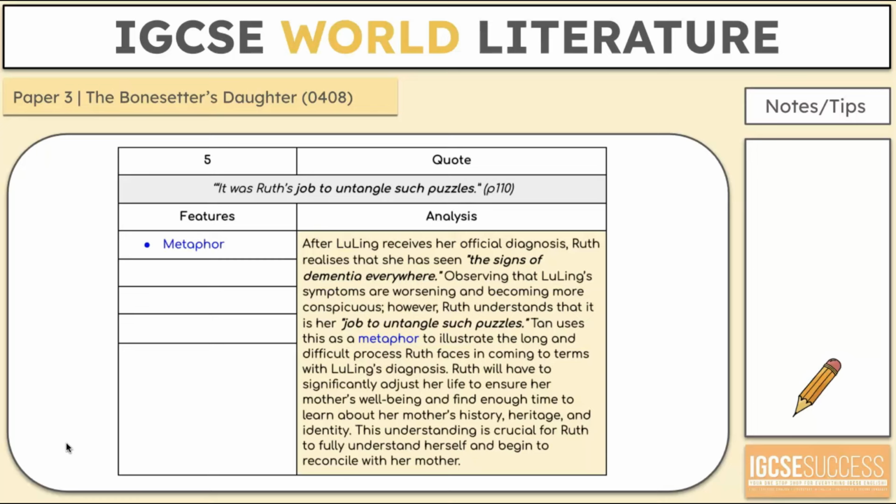Tan uses this as a metaphor to illustrate the long and difficult process Ruth faces in coming to terms with LuLing's diagnosis. Ruth will have to significantly adjust her life to ensure her mother's well-being and find enough time to learn about her mother's history, heritage and identity. This understanding is crucial for Ruth to fully understand herself and begin to reconcile with her mother.